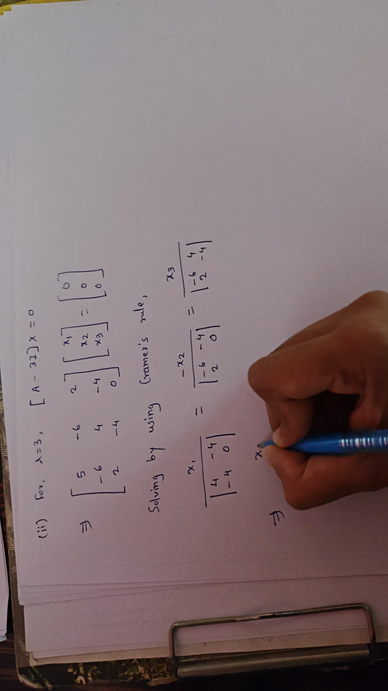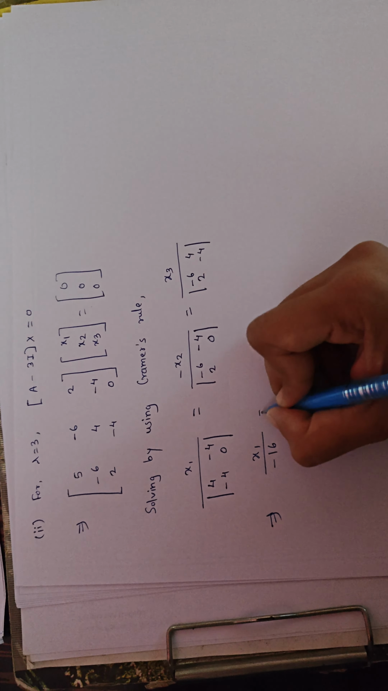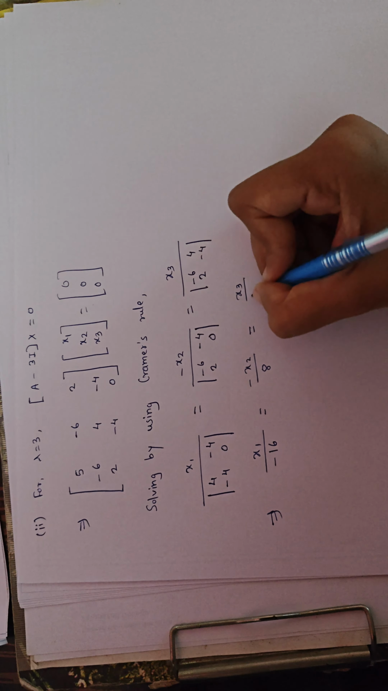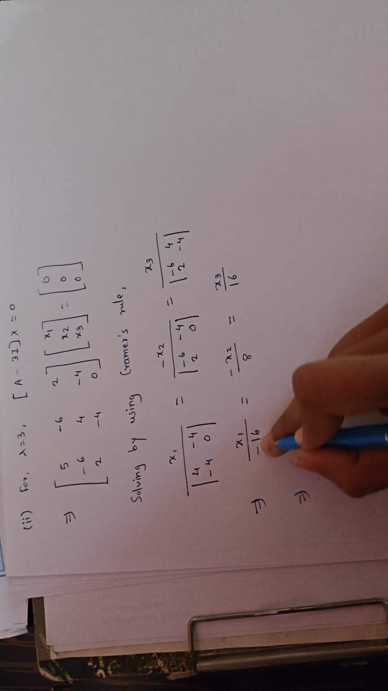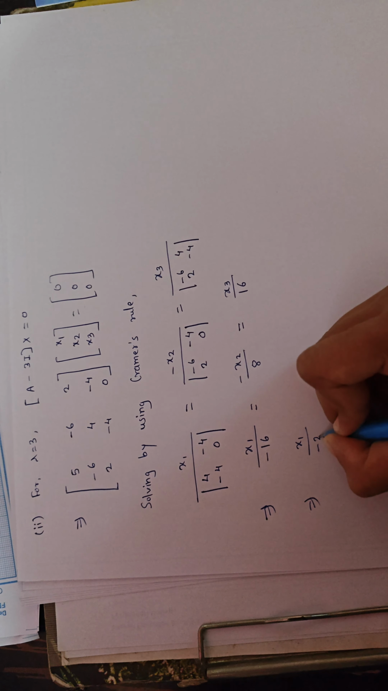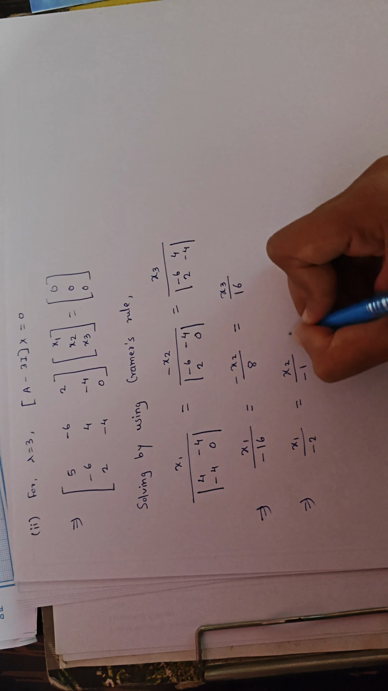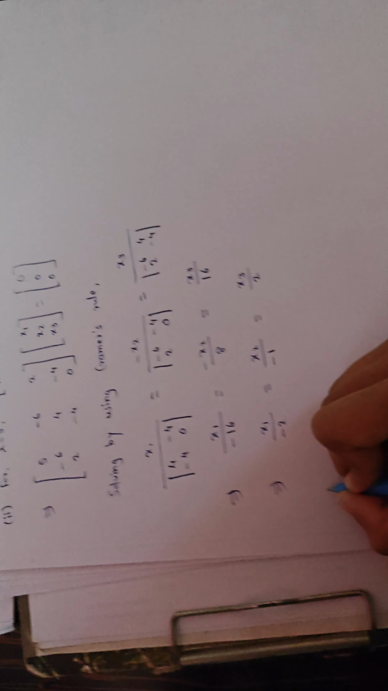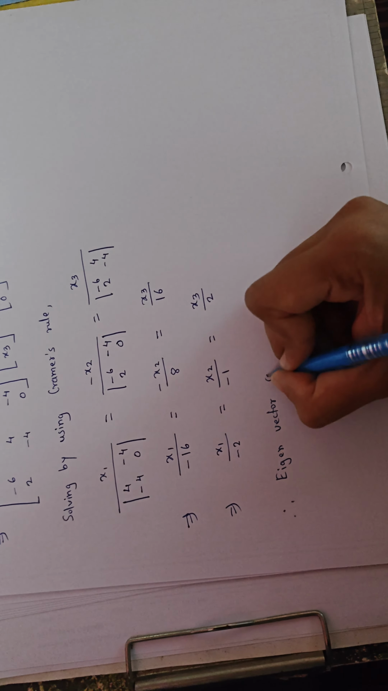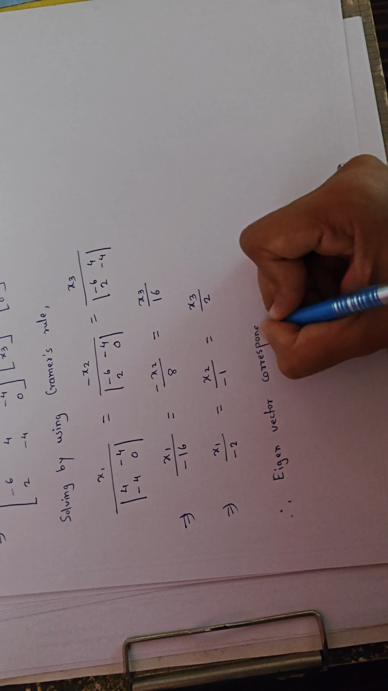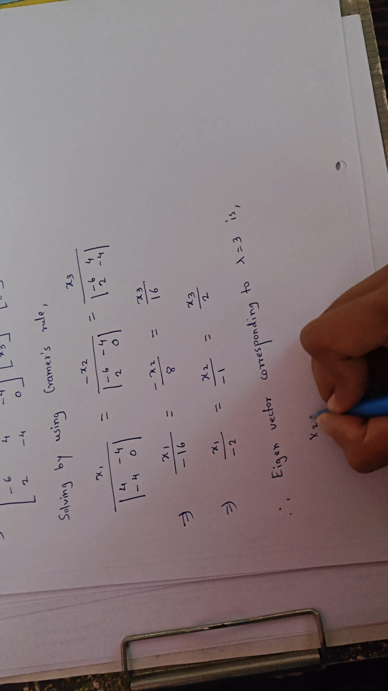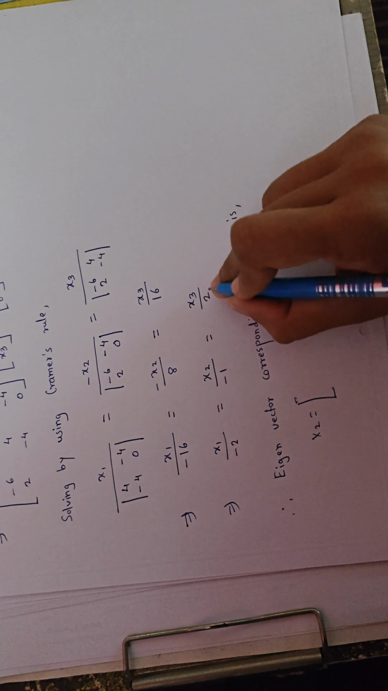So this implies x1 upon minus 16, which is equal to minus x2 upon 8, which is equal to x3 upon 16. So again, multiplying this all by 8, we get x1 upon minus 2, x2 upon minus 1 and x3 upon 2. Hence, eigenvector corresponding to lambda is equal to 3 is x2 is equal to minus 2, minus 1, 2, column vector.